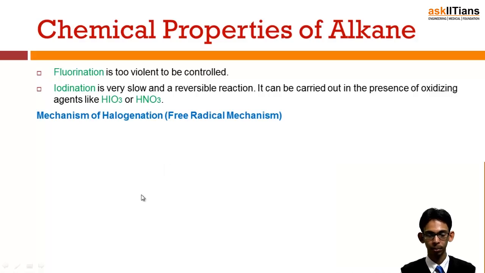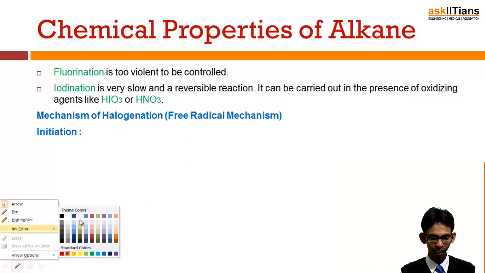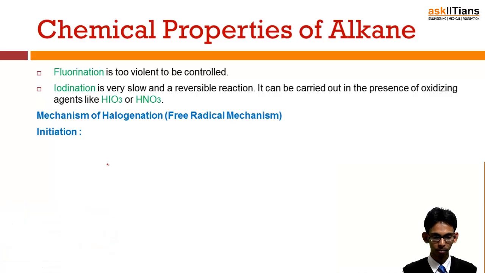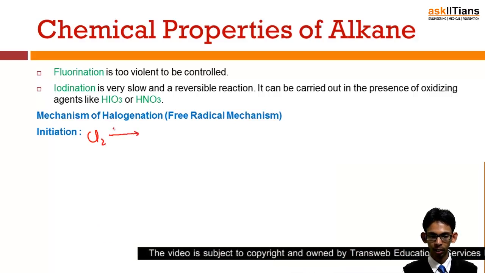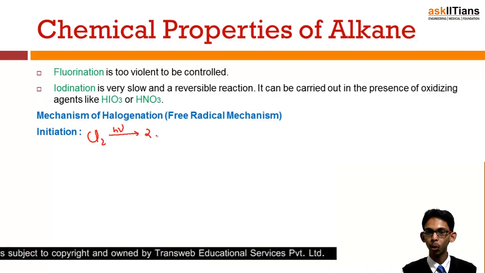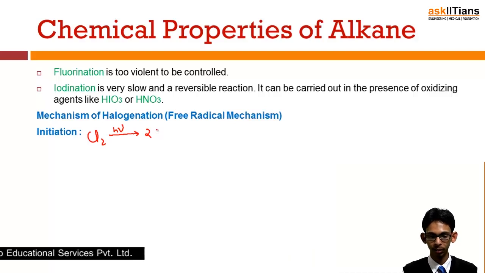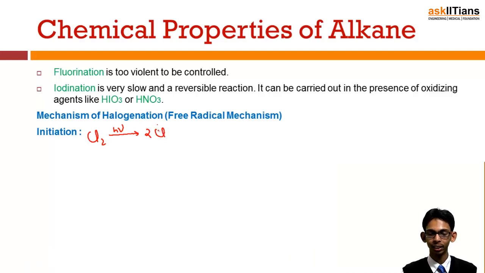This reaction of halogenation of alkanes proceeds by a free radical mechanism. The first step is the chain initiation step. In this step, the chlorine which we have taken reacts with sunlight and homolytic cleavage of the bond takes place, because of which two chlorine free radicals are generated. This is the initiation step, where the reaction initiates.